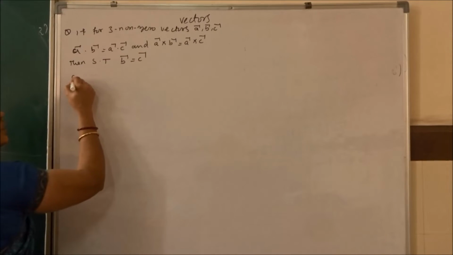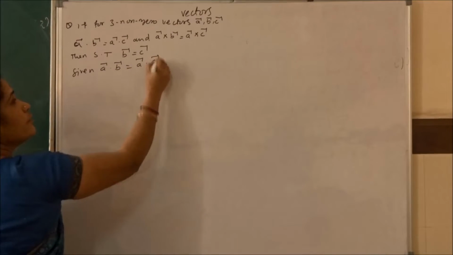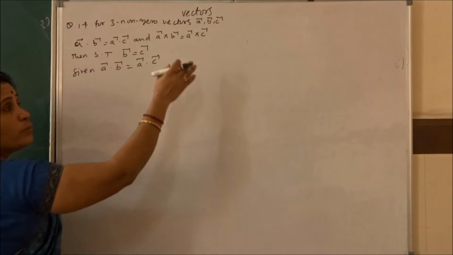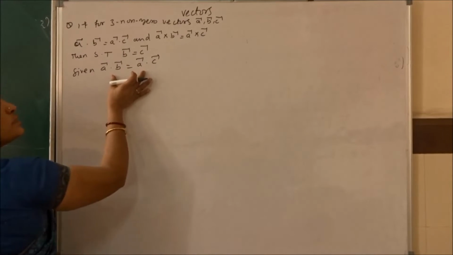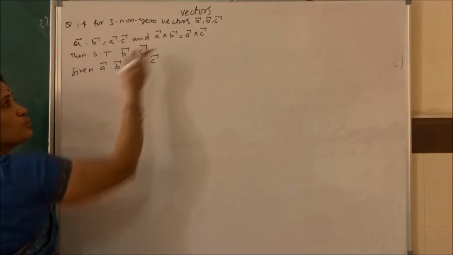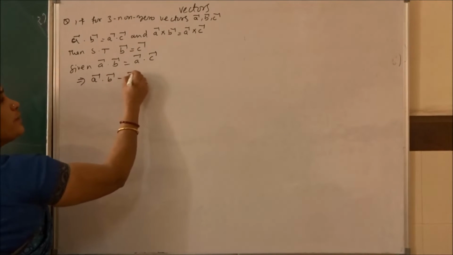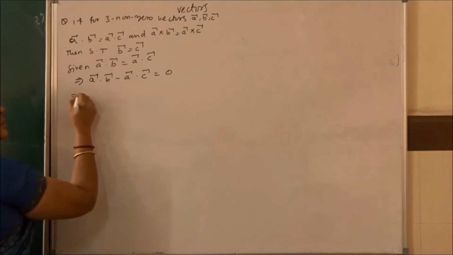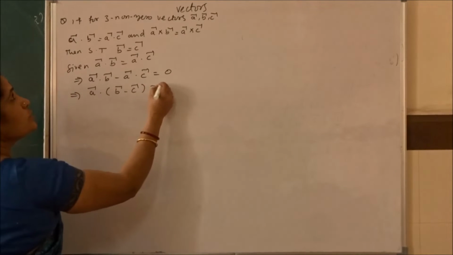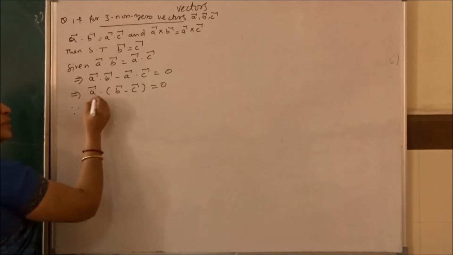Now listen here, what is given? Given A vector dot B vector equal to A vector dot C vector. Clear? Here this is a dot product, this is a cross product, so you can do the modification here only; you cannot use both results. Now what I am doing here: this implies A vector dot B vector minus A vector dot C vector equal to 0. This implies A vector, if I take A common, dot (B vector minus C vector) equal to 0. And they are saying three non-zero vectors.